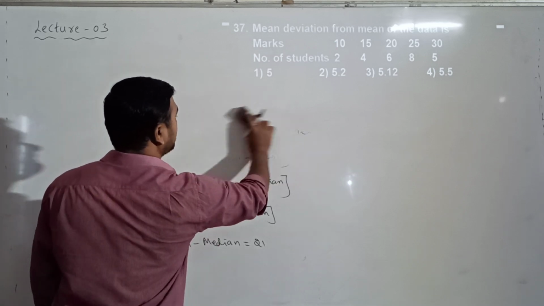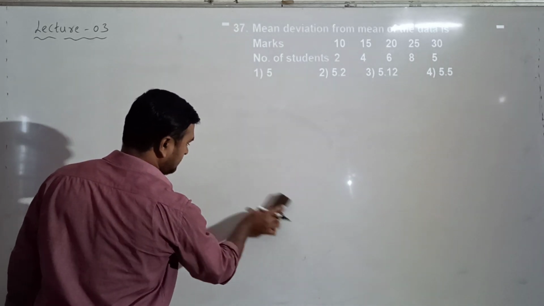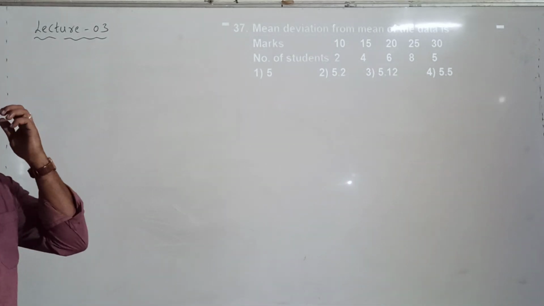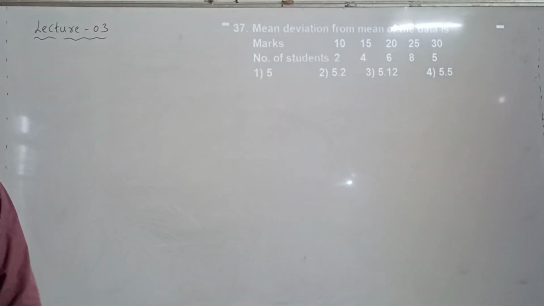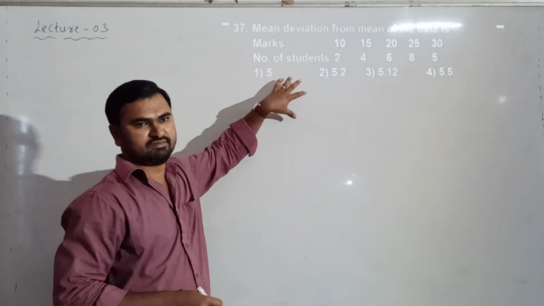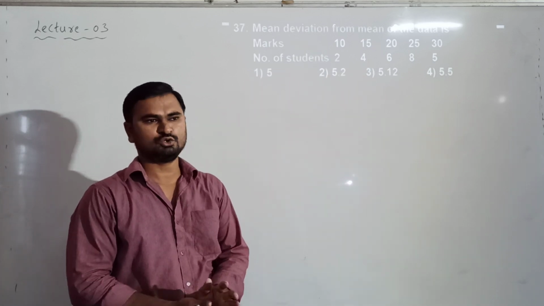Mean deviation from the mean of the data is. We need the mean deviation from the mean. Okay, so we know the formula for finding the mean deviation about the mean. Now see which type of data is given. Observations are given and frequencies are given. It is grouped data.